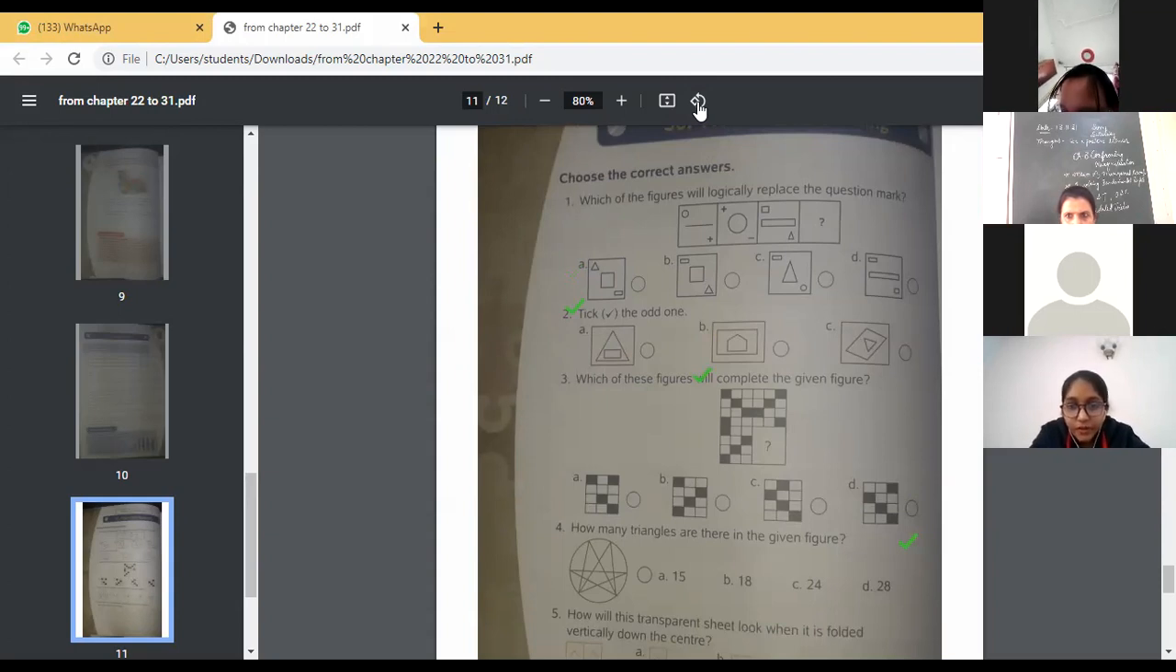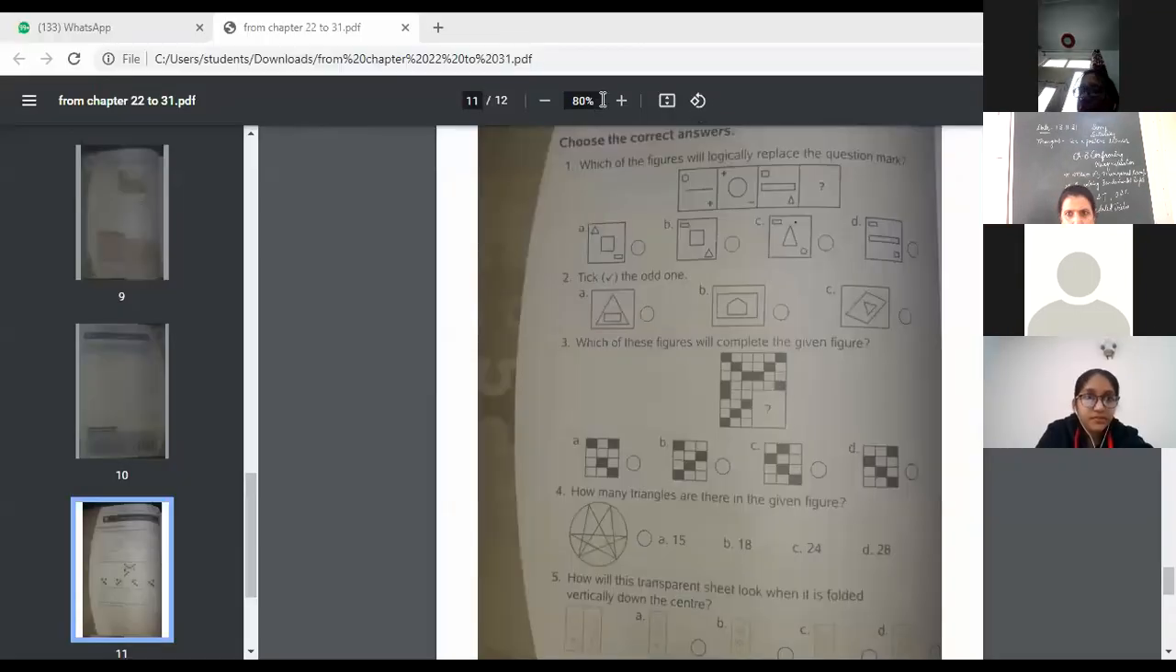How many triangles? 24. Yes, children, you need to count the triangles. Ma'am, 24 is the answer, C part. Total 24 triangles are there in the given figure. Number 5, how will this transparent sheet look when it is folded vertically down the center? Ma'am, find the A part. Yes, this A part will be the answer for it.